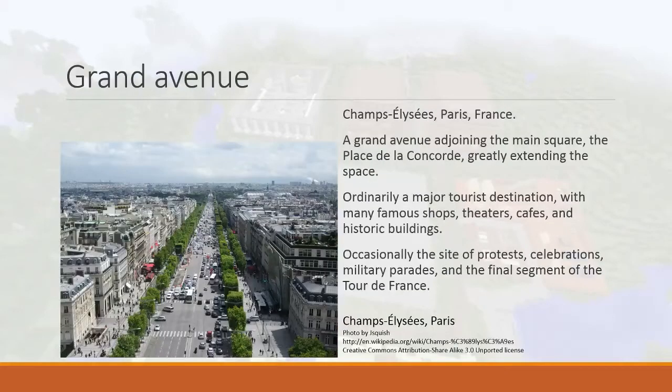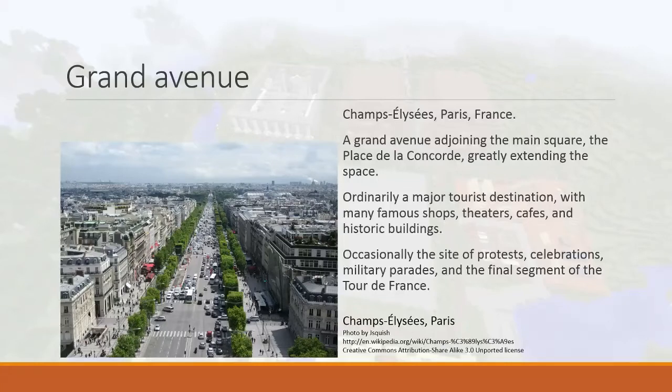So this is the Champs-Élysées in Paris, France. It's a grand avenue, as you can see. The curious arrangement in Paris is that they do have a main square, the Place de la Concorde. I think I'm pronouncing that wrong. But they do have a main square. The square itself is not very big, but what they've done is put it at the end of this massive avenue.